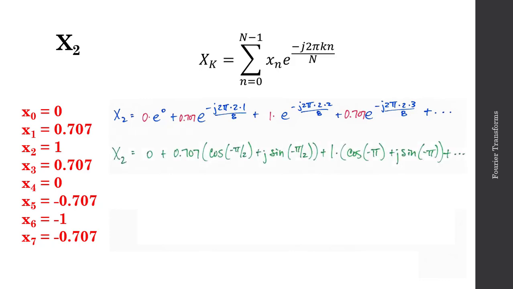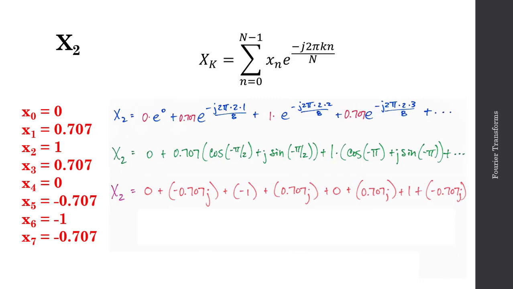And once again, I've applied Euler's formula to describe X2 in terms of cosines and sines. And I can evaluate each of these terms as well. So here are all of the requisite terms as well as the original components of the signal with which they are responsible. And I see right off the bat that several of these terms will cancel out. Here's minus 0.707j plus a 0.707j, so those will cancel.